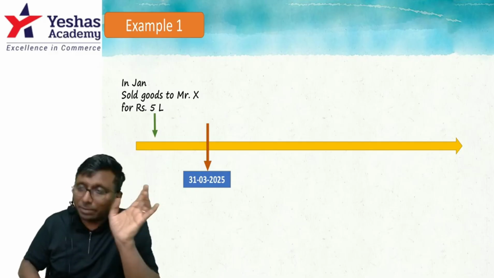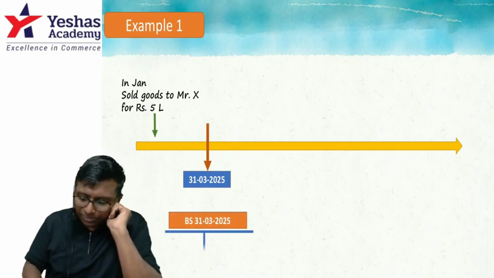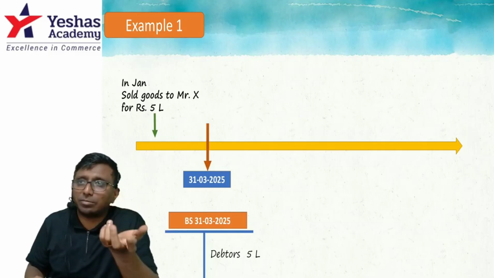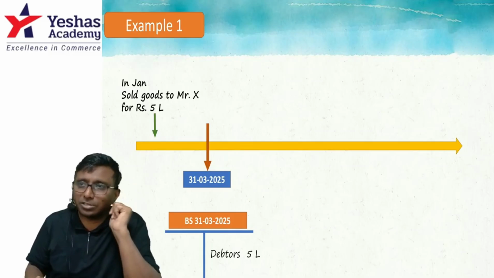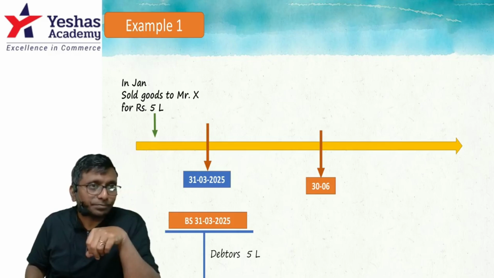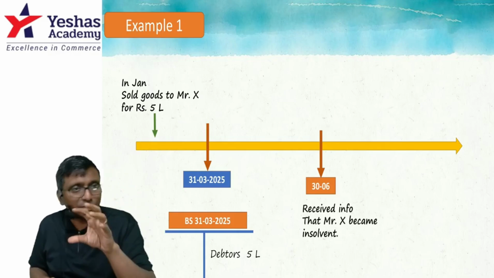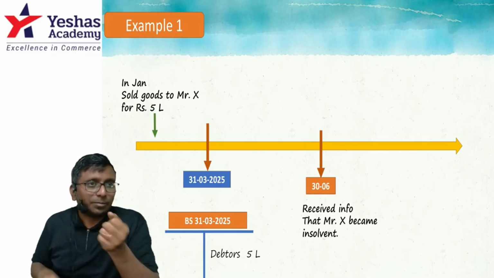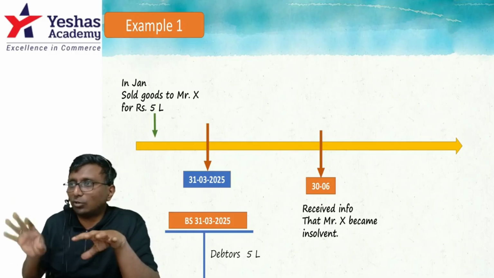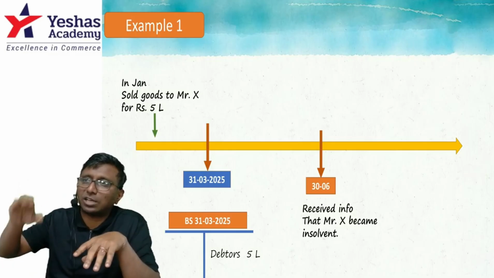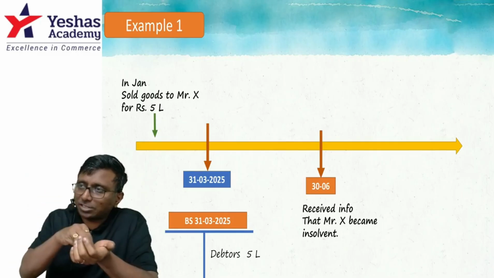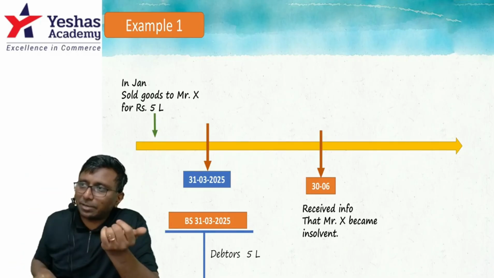That person did not pay me till 31st March. So if I prepare a balance sheet, Mr. X is a debtor, a trade receivable of 5 lakh rupees sitting on 31st March. Subsequently, on 30th June, we received information that Mr. X became bankrupt, insolvent, and the money will not come. I have not closed the books so far. My closure of books is always 31st August.